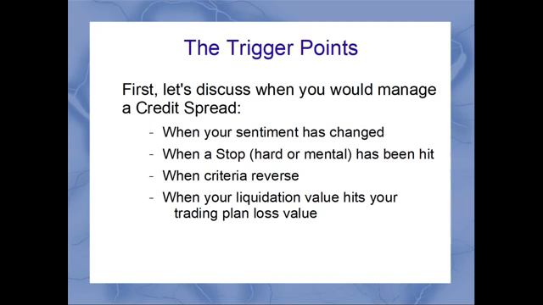You took in 20 cents of net credit. You don't want to lose more than 3 times that amount if the spread moves against you, so you look for the debit to close the position at 2x or 3x of the position. Now, these are just some of the trigger points. We're going to walk through each one of these very quickly, but first, I just want to ask a quick question.